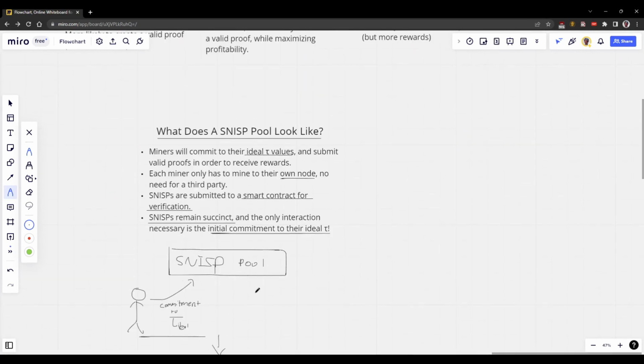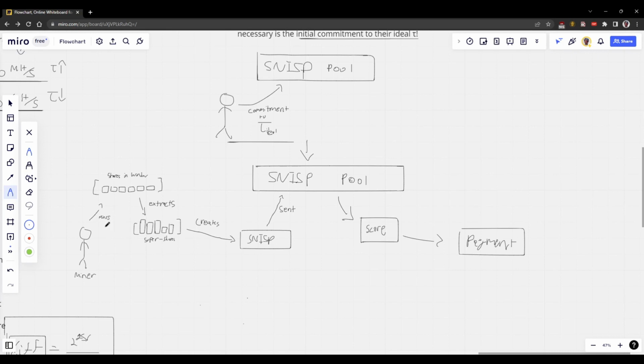Now, once committed to their ideal TAW value, miners can start locally creating shares. Once the block is found, they can extract all the super shares within their set of shares within the window, and then create a SNISP by extracting super shares at a certain level I, where 1 is less than I is less than or equal to mu. So they can create a share proof at a certain level I. That will be their SNISP, which they send to the SNISP pool.